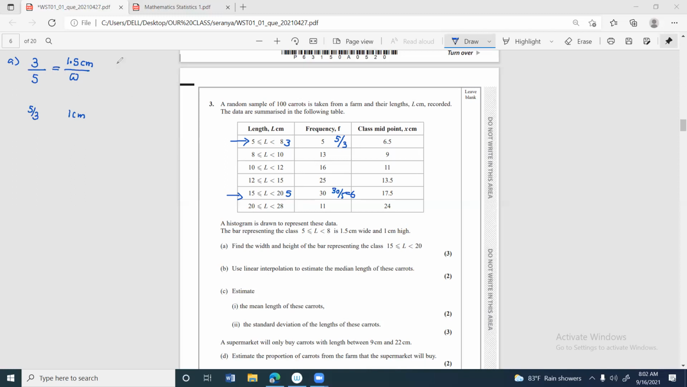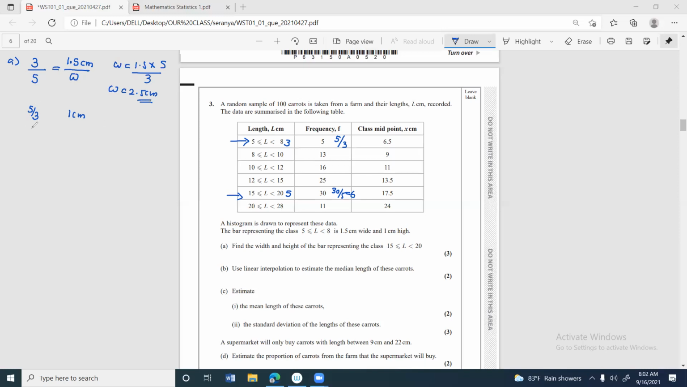So W is equal to 1.5 into 5 divided by 3. The width becomes 2.5 centimeters. That's the answer we get.